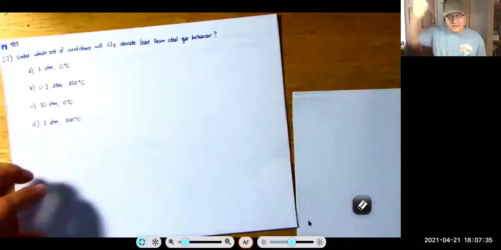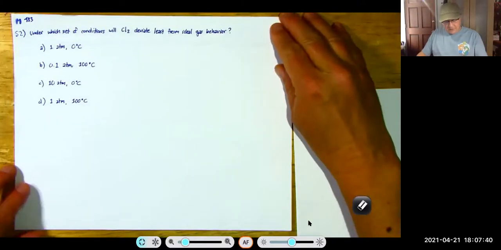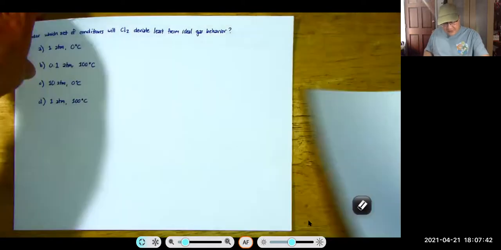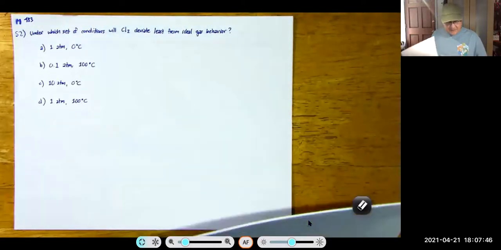So here, I'm going to do a switch share, and turn this light on. And we're looking at number 52. Under which set of conditions will chlorine deviate least from ideal gas behavior?